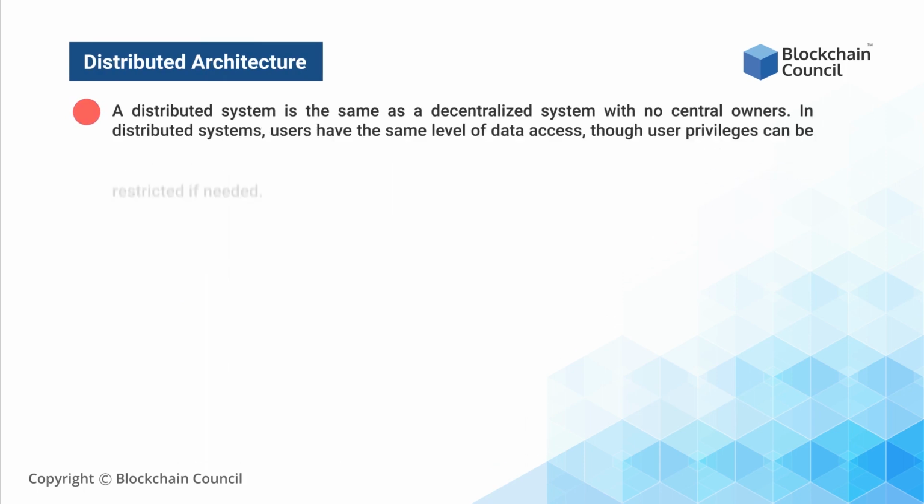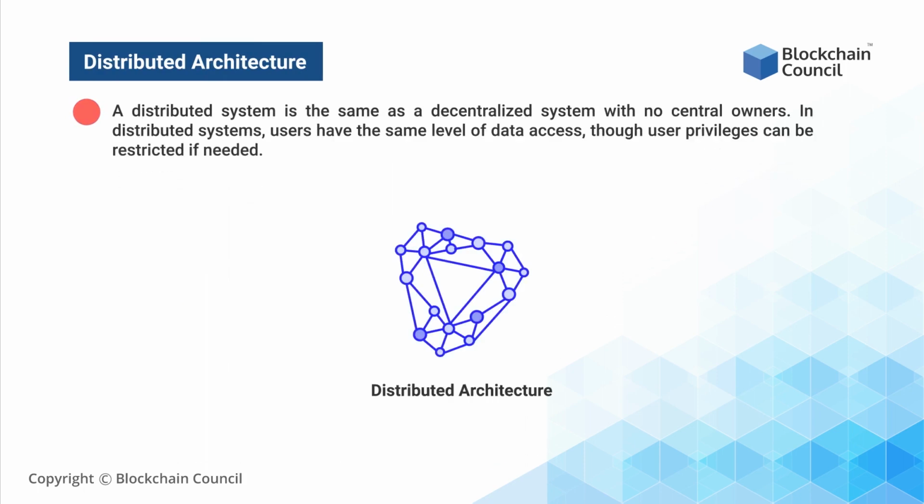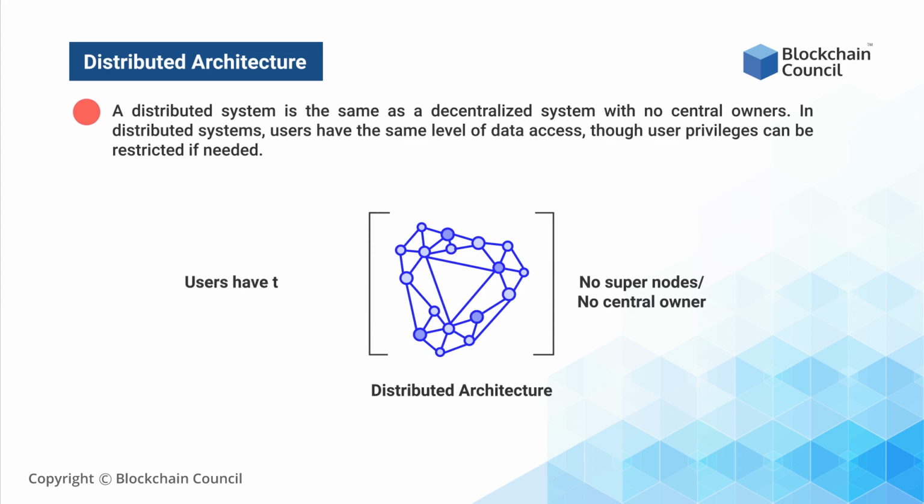Next, we have distributed systems. The distributed systems are similar to the decentralized systems with one exception, that is, there are no supernodes in the system. A distributed system is the same as a decentralized system with no central owners. In distributed systems, users have the same level of data access, though user privileges can be restricted if needed.